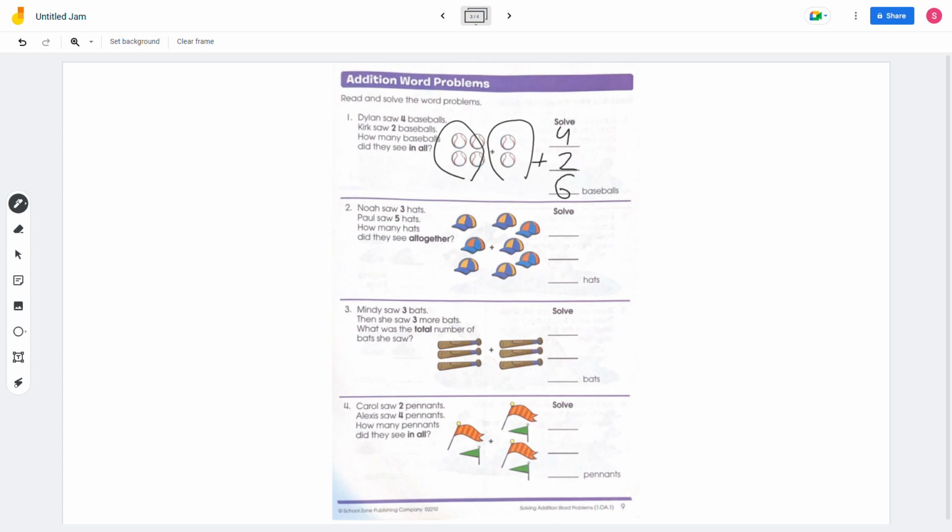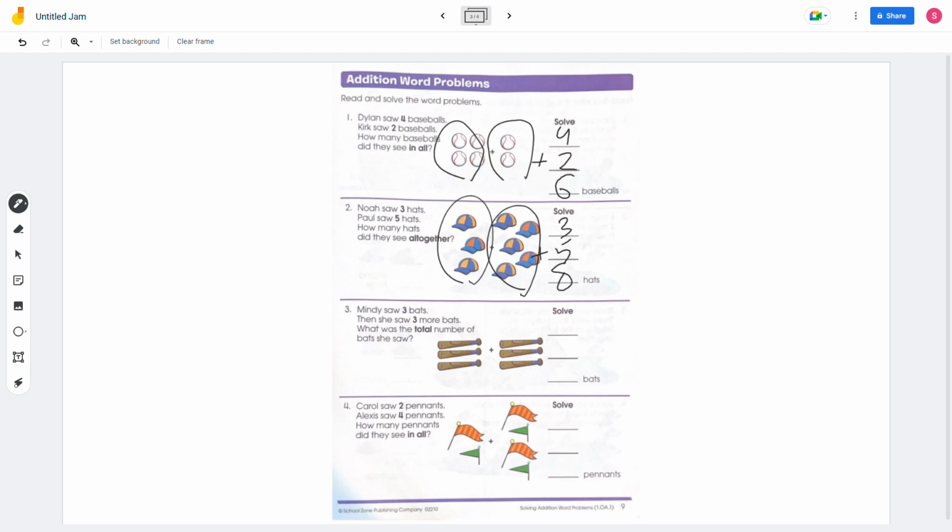On number 2, Noah saw 3 hats. So 3 hats. And Paul saw 5. How many hats did they see altogether? So Noah saw 3 hats and Paul saw 5. So plus. 3 plus 5 will be 8. So they saw a total of 8 hats.